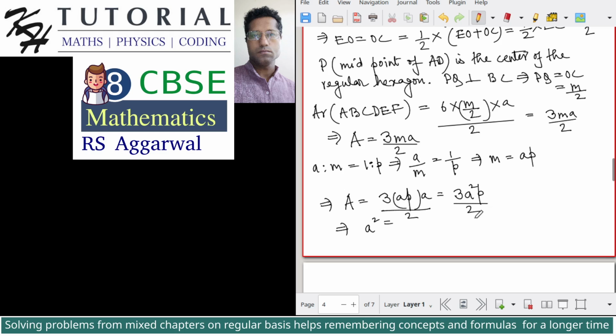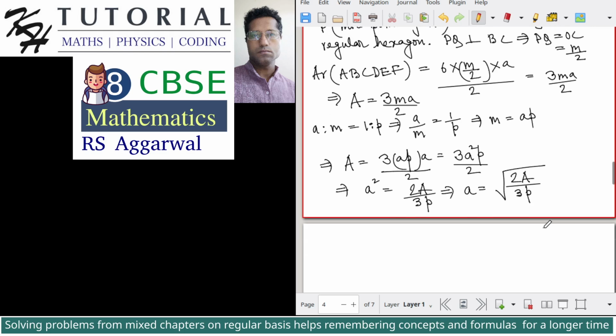So this implies that, from A equal to 3 a square p by 2, we can say that a square is equal to 2A by 3p. So this will imply a will be equal to the square root of twice A by 3p. So we have found small a in terms of capital A and p.